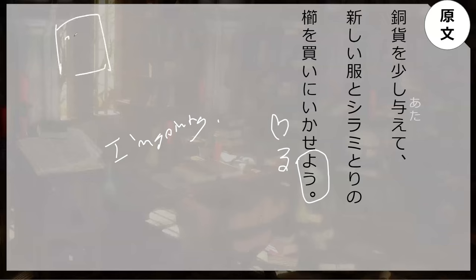Atarashii fuku to shiramitori no kushi o, a comb to take out lice, kai ni ikase yo. So he says yo. It's in the causative form, but then he adds the yo to it. Why does he add a yo at the end? Did he already do this action? He's writing in his diary. So this yo means let's, volition.